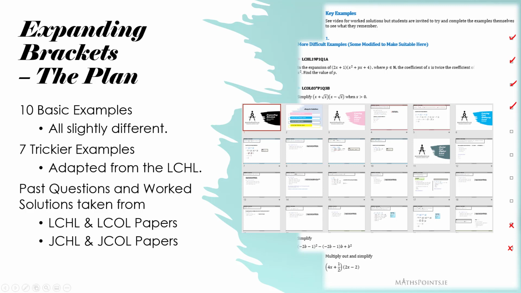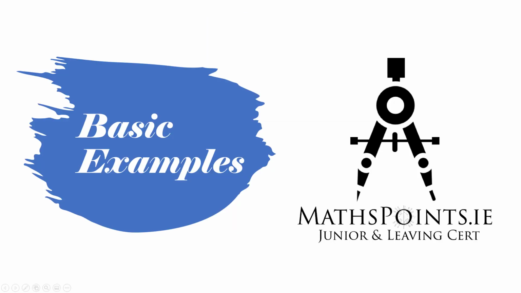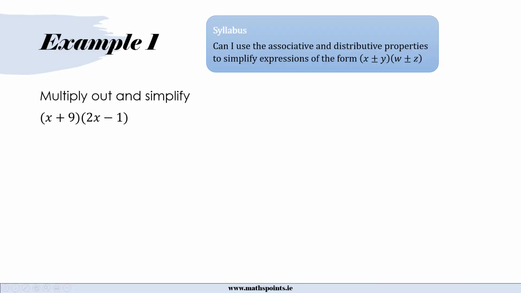Okay, so moving on, we're going to look at the 10 basic examples. And the key with these ones is, and again we can see that we have the syllabus up here from the Leaving Cert, which basically shows what these questions look like. We have a bracket with some terms inside the bracket, and it's multiplied by another bracket that has a couple of terms in that bracket. And so our first example very much looks like this, where we want to multiply x plus 9 by 2x minus 1.